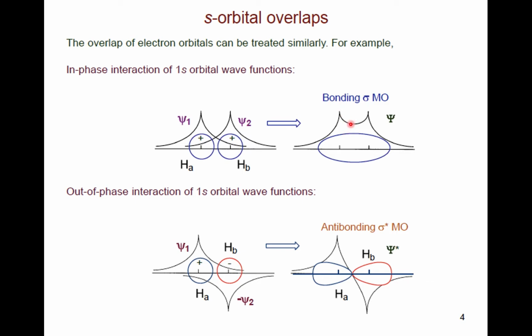So this sigma bonding orbital. The important thing for the sigma bonding orbital is that we have more electron density between the two atoms now. So these electrons that started on individual hydrogen atoms now get to share the two protons. And so that lowers the overall energy.